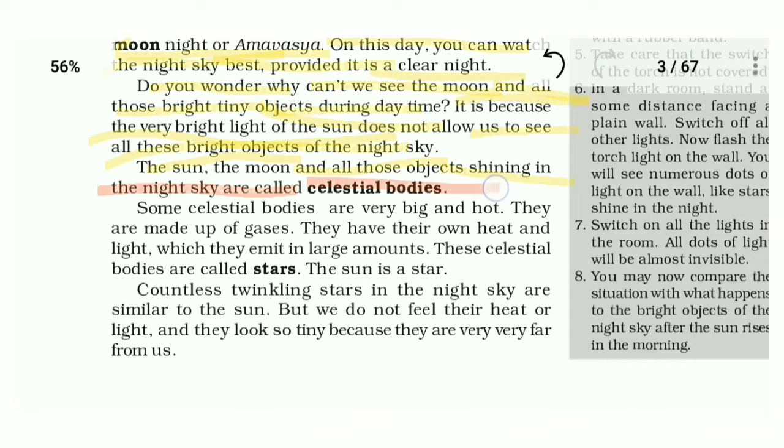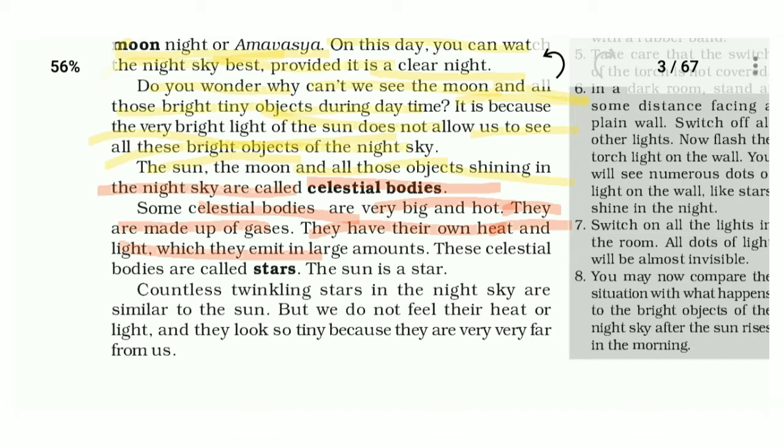The moon and all those objects shining in the night sky are called celestial bodies. तो जैसे जो सन है, जो मून है, जितनी भी शाइनिंग बॉडीज़ होती हैं उनको हम सेलेस्टियल बॉडीज़ कहते हैं. Some celestial bodies are very big and hot. कुछ जो सेलेस्टियल बॉडीज़ होती हैं वो बहुत हैवी होती हैं, बहुत बिग होती हैं, बहुत हॉट होती हैं. They are made up of gases. तो ये गैसेस की बनी हुई होती हैं, and they are called gas giants. So they have their own heat and light. तो इनके पास इनकी खुद की हीट होती है, खुद की लाइट होती है.